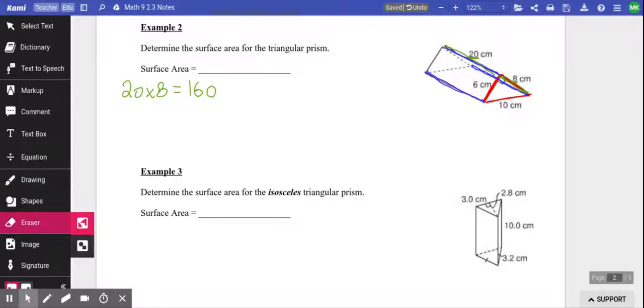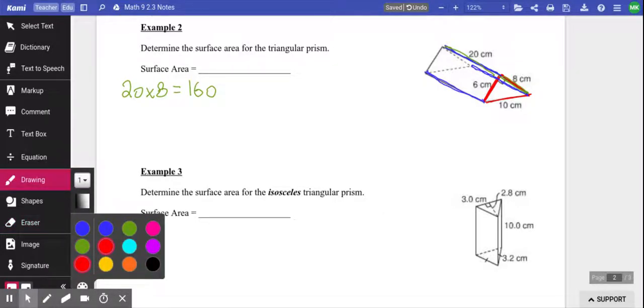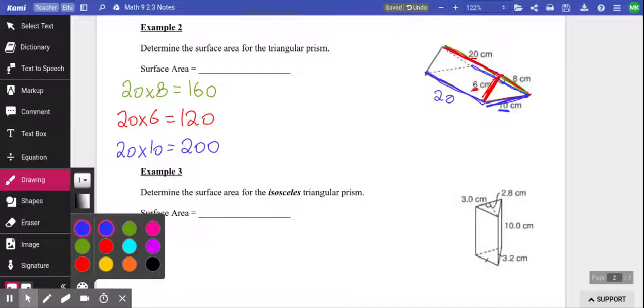The second side I'm going to calculate is the front side, the one I can actually see, or the left side of this rectangle. Across the top is 20, and its width, the other side, is 6, which equals 120. Then I'm going to do the bottom, the floor of the thing. Underneath, I have 10 across here, and this is 20. So 10 times 20, or 20 times 10, is 200. That represents my 3 rectangular shapes.